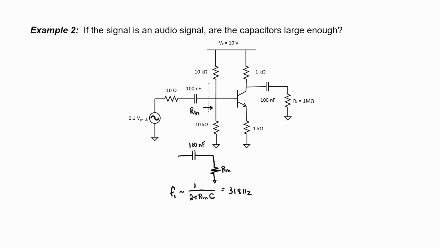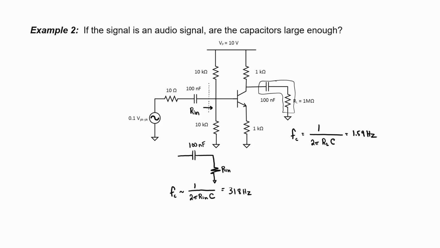How about over here at our load? We have the same configuration over here. It's a one-pole high-pass filter. The resistance here is a lot larger, so the corner frequency works out to be 1.59 hertz. These are high-pass filters, so higher frequencies can get through the capacitors. The output capacitor is just fine because the frequency is so low, any audio signal can pretty much get through it.